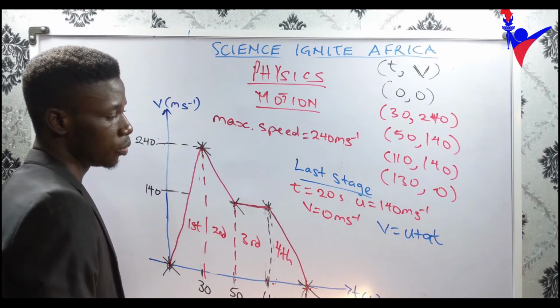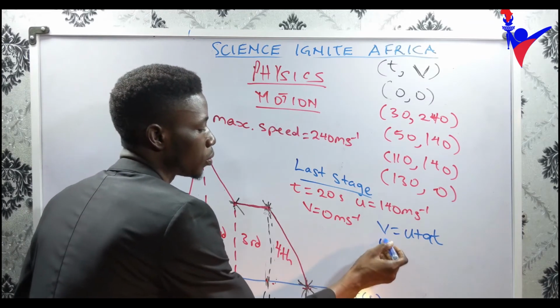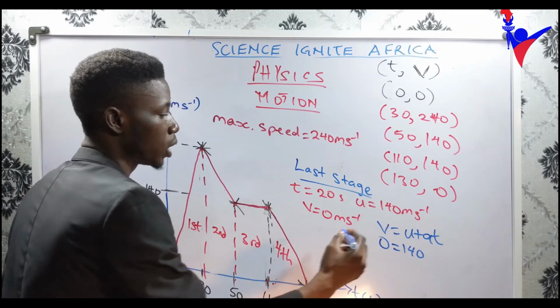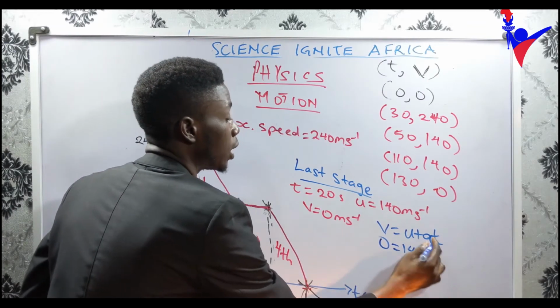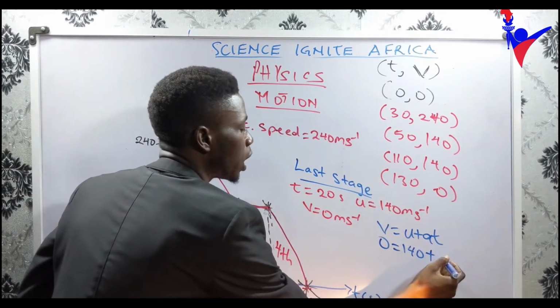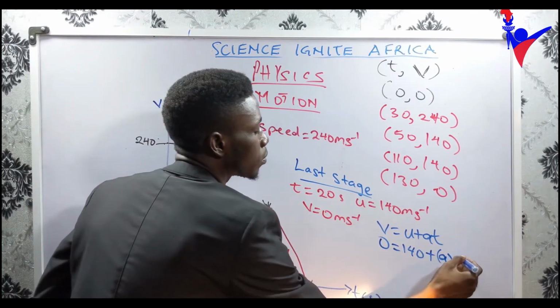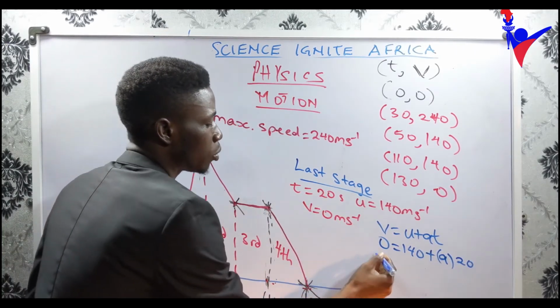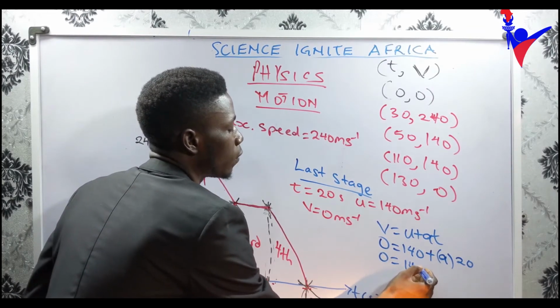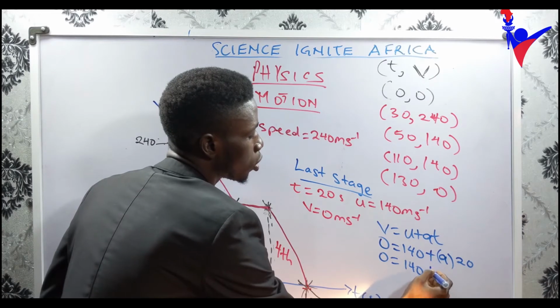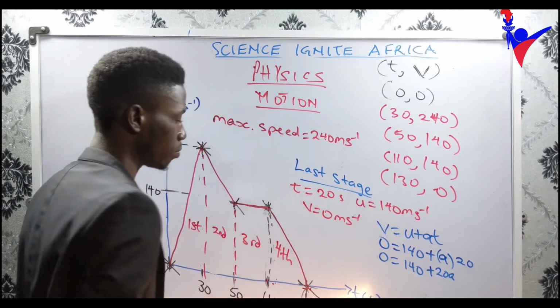Now, let's insert everything we have. Our v is 0, u is 140, then plus a, which we don't know, so we have our a here, multiplied by, what's the time? The time is 20. Doing this, we have 0 equals 140 plus 20a.